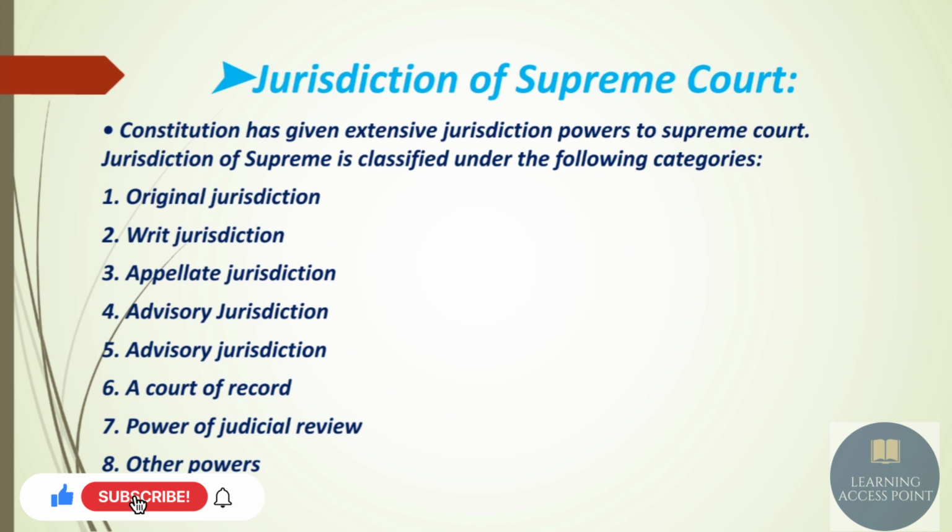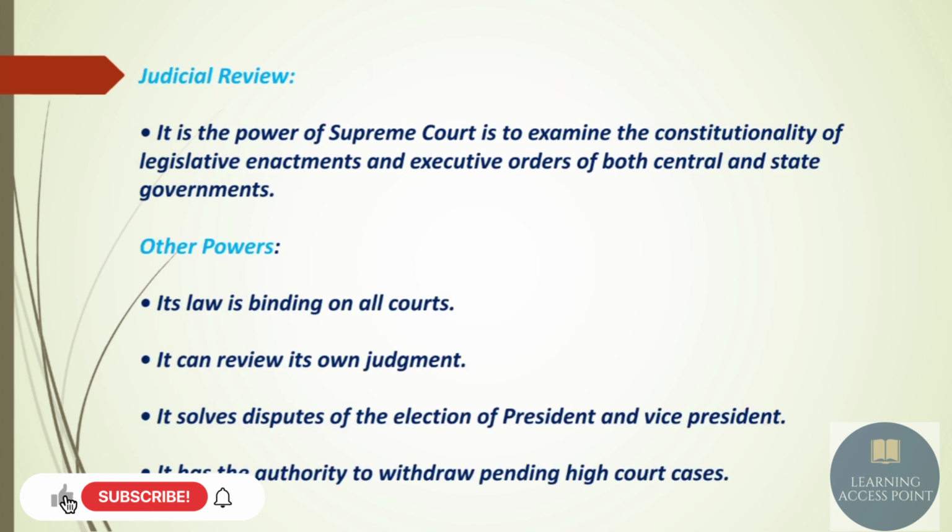Jurisdiction of the Supreme Court. The Constitution has given extensive jurisdiction and powers to the Supreme Court. The jurisdiction of the Supreme Court is classified under the following categories: original jurisdiction, writ jurisdiction, appellate jurisdiction, advisory jurisdiction, a court of record, power of judicial review, and other powers.